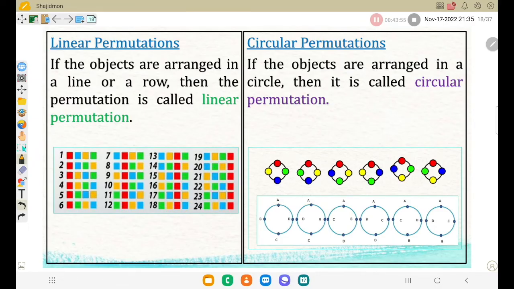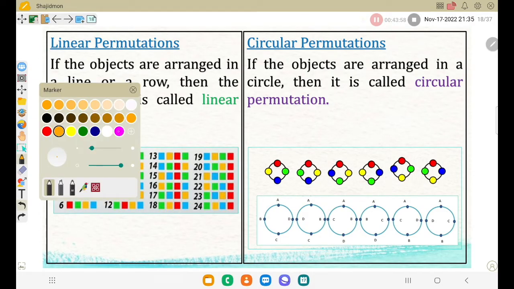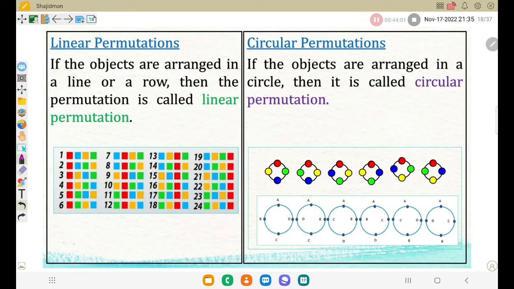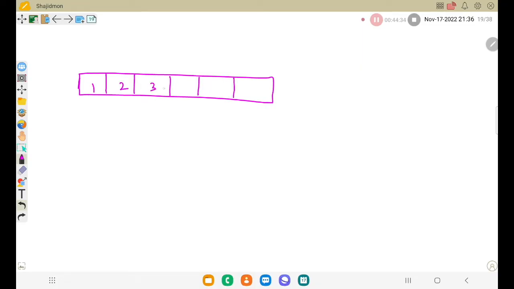Now before going to the next example, one important idea we are discussing here. There are 2 types of permutation: one is linear permutation, the second one is circular permutation. Up to now we have studied only linear permutation. What is the meaning of linear permutation? If the objects are arranged in a line or a row, this is the line. Line wise we are arranging: first object here, second, third, fourth, fifth, like that, 1, 2, 3, 4, 5, 6.